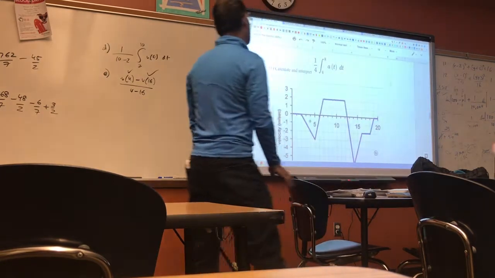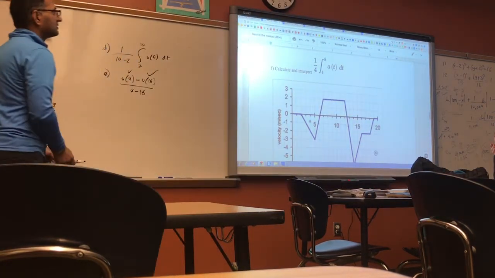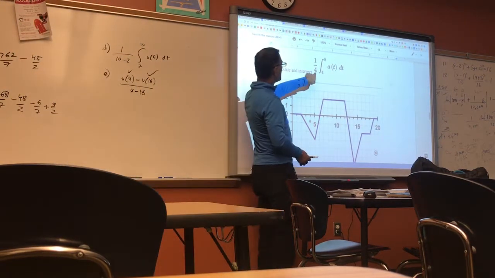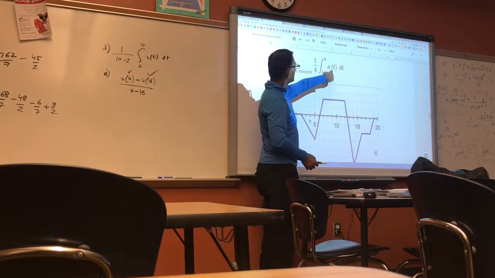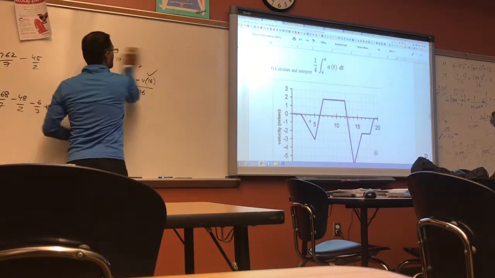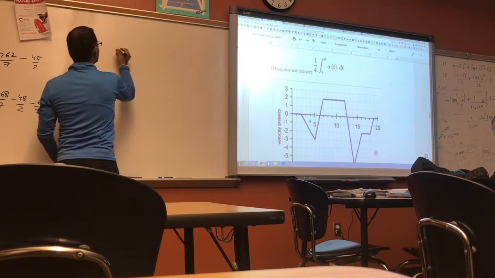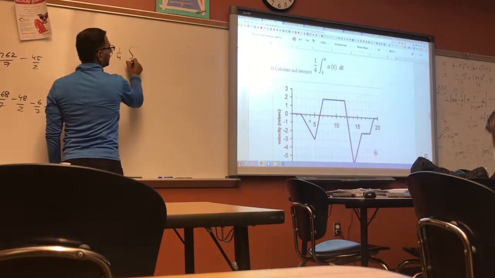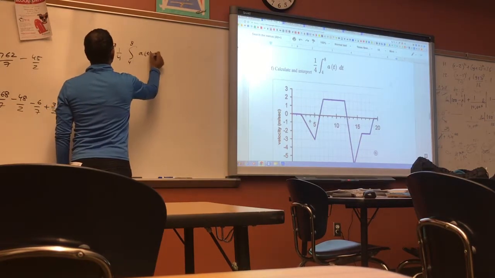F. It says calculate and interpret that. Just read left to right. What word am I looking for here? Average. That's how easy it is. So it's the average acceleration. So write it down. Write down the expression because it says interpret. So it's 1/4, that was F, integral from 4 to 8 of a of t dt.